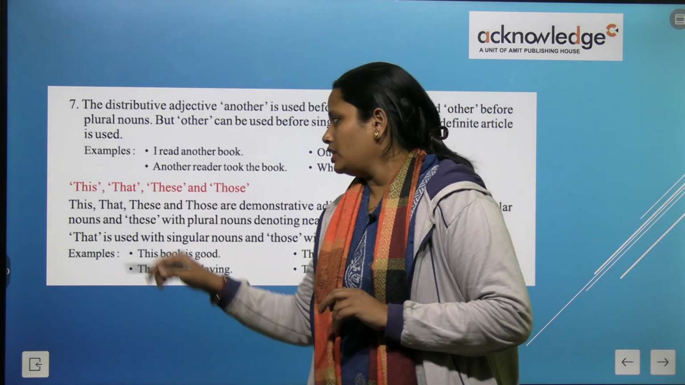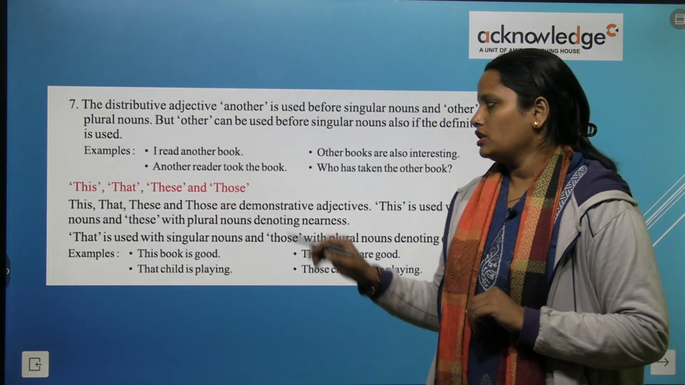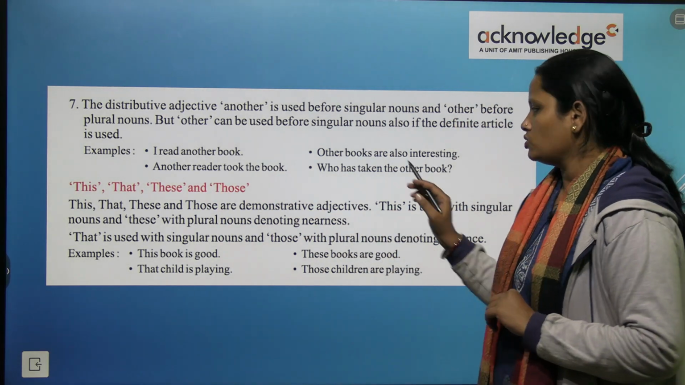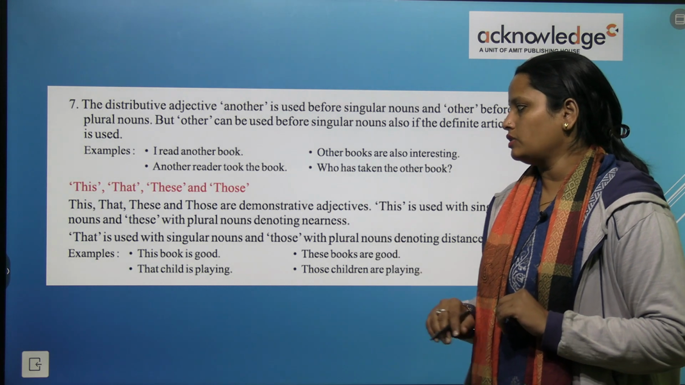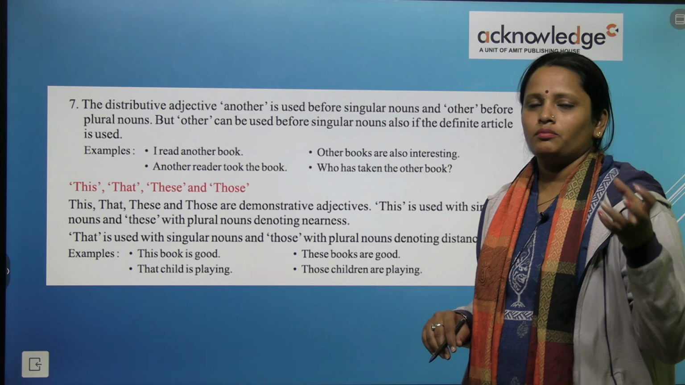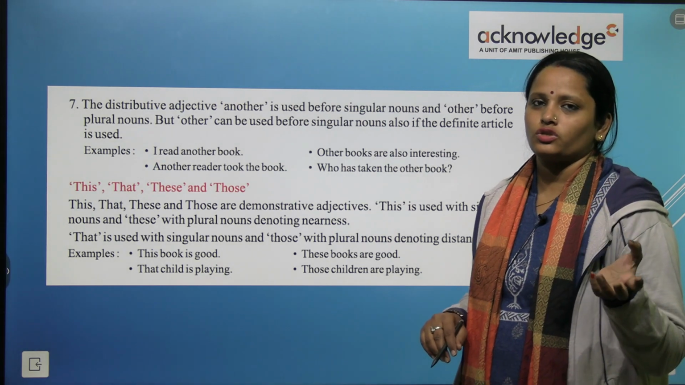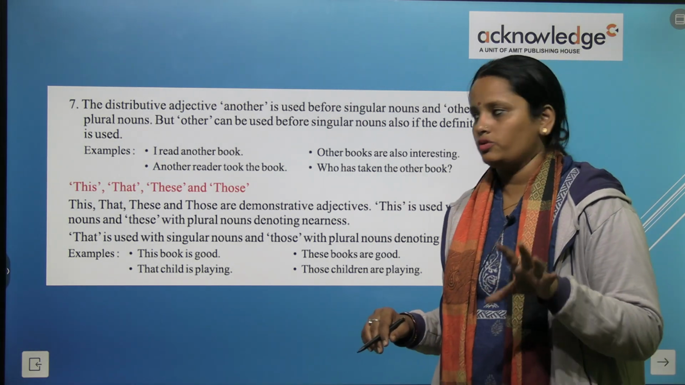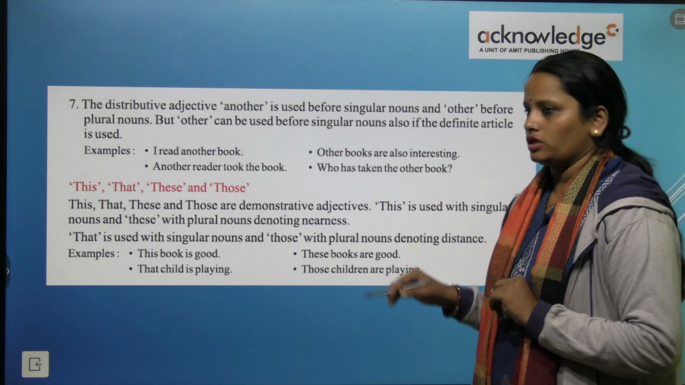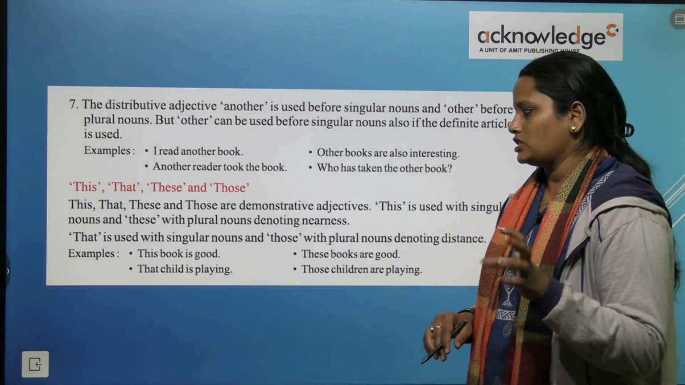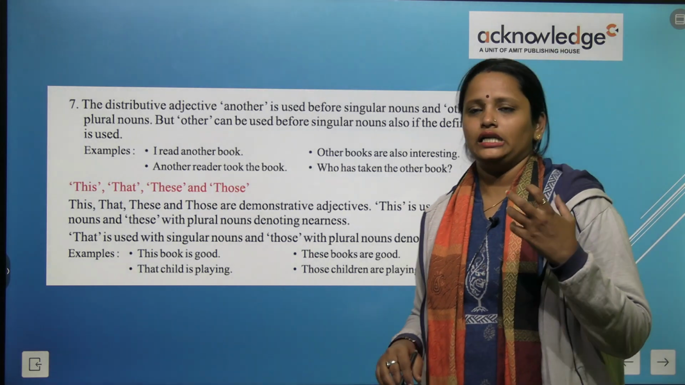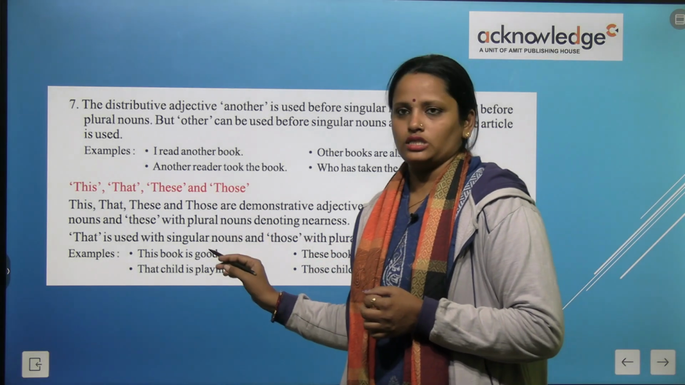Okay. This, that, these and those. This, that, these and those are demonstrative adjectives. This is used with singular noun and these with plural noun, denoting nearness. So this और these दोनों हम पास की चीजों के लिए use करते हैं. This is used for singular and these for plural. Similarly, that is used with singular noun and those with plural noun, denoting distance. That जो है singular के साथ use होता है, those plural के साथ use होता है, लेकिन दोनों का मतलब होता है distance.